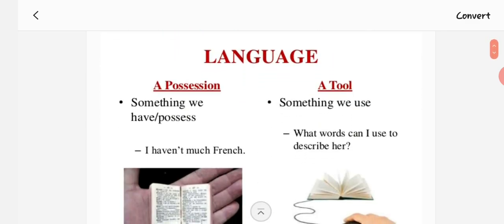If we talk about possession, we all possess such type of language through which we communicate with each other, and language is also a tool which we use in day to day life. A possession means something we have or we possess, like, I haven't much French or I haven't much vocabulary. These are some examples of possession. Or if we talk about language as a tool, what words can I use to describe how? That is a type of tool to describe a thing.